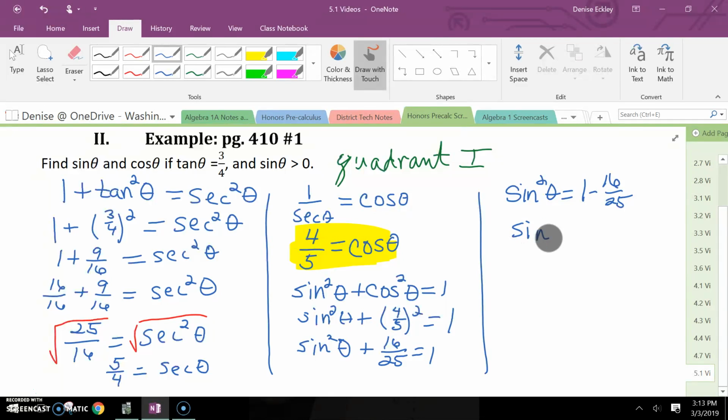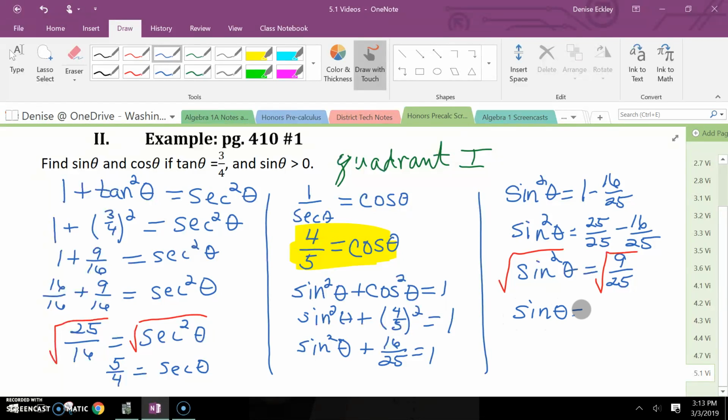So sine squared theta is going to be 25/25 minus 16/25. So we get sine squared theta is 9/25. And again, just like with cosine theta and the fact that we're in the first quadrant, we can take the positive root of that, and we get that sine theta equals 3/5. And that's the answer for sine theta. So now we have found cosine and sine theta using some basic identities.